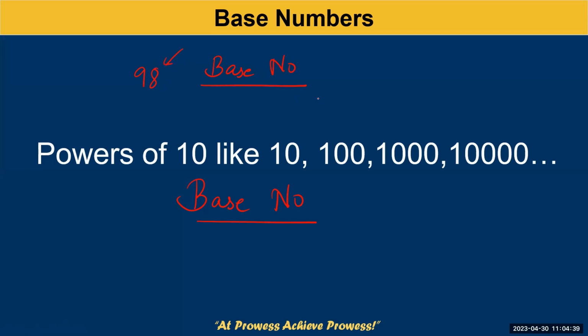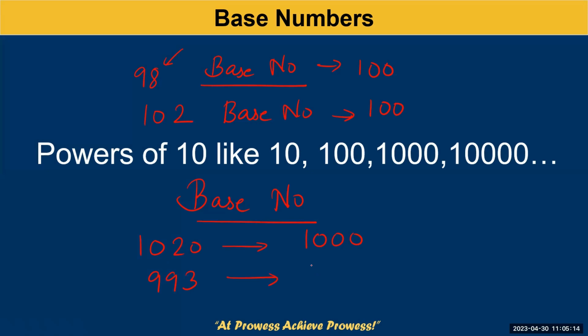So what do you think? Which number is closer to 98? 100. So what will be your base number? It will be 100. Similarly, suppose I give you another number, say 102. In this case also, what will be your base number? It will be 100. Is this clear? Yes. If I give you another number, say 1020, what will be your base number? 1000. Yes, it will be 1000. Say it is 993, still it will be 1000.